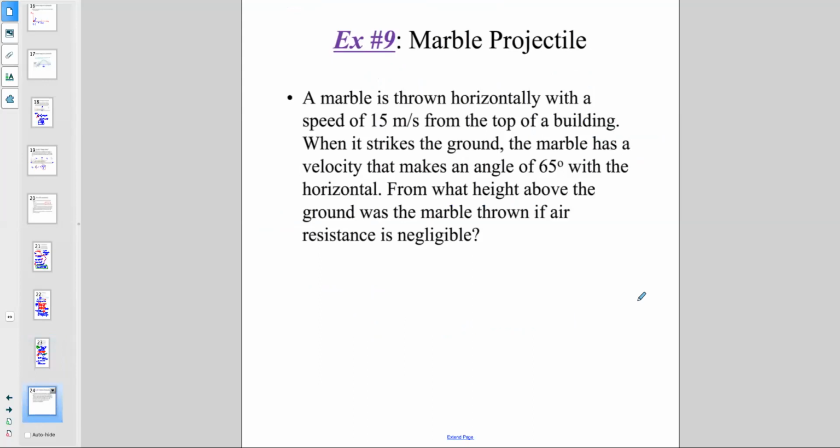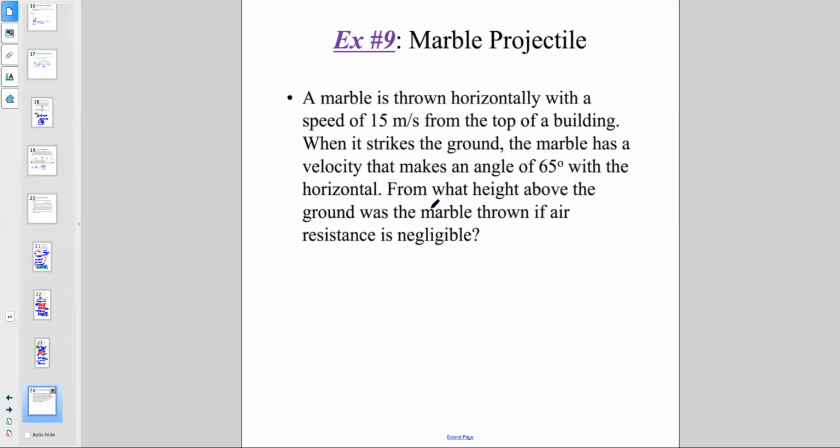All right, let's take a look at example number 9. A marble is thrown horizontally with a speed of 15 meters per second from the top of a building. When it strikes the ground, the marble has a velocity that makes an angle of 65 degrees with the horizontal. So in other words, we're giving you the final velocity angle with respect to the x direction, which is 65 degrees below. From what height above the ground was the marble thrown in the air? Resistance is negligible.